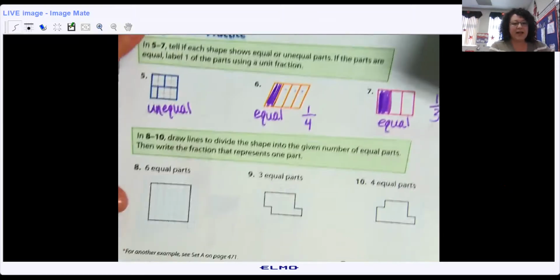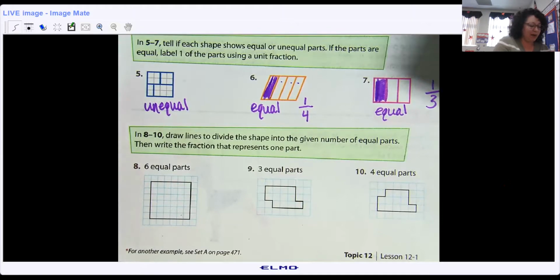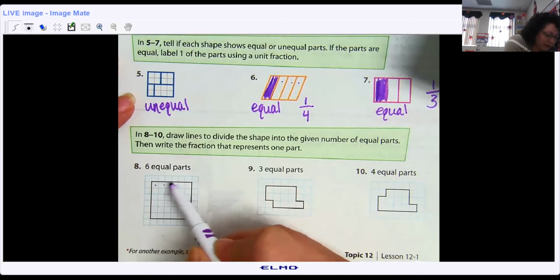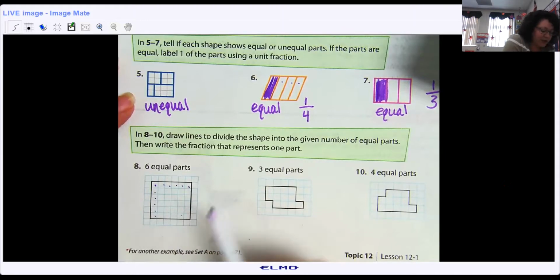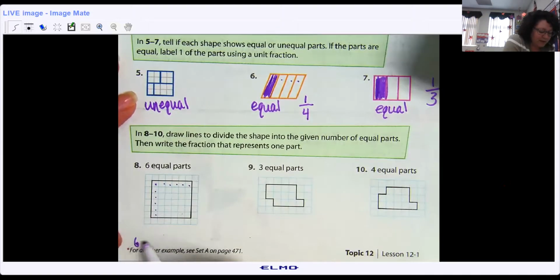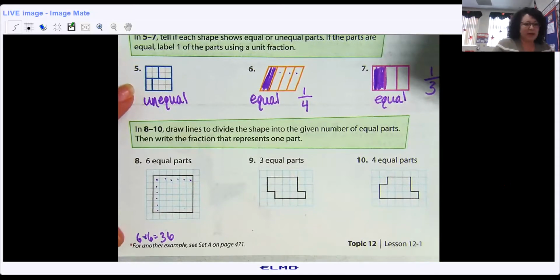All right, 8, 9, and 10. Draw lines to divide the shape into the given number of equal parts. Then write the fraction that represents the 1 part. So we're going to divide the shape, and then we're going to write the unit fraction. So it says 6 equal parts. So the area is 6 across times 6, so the area is 36. This is a little extra piece, okay?